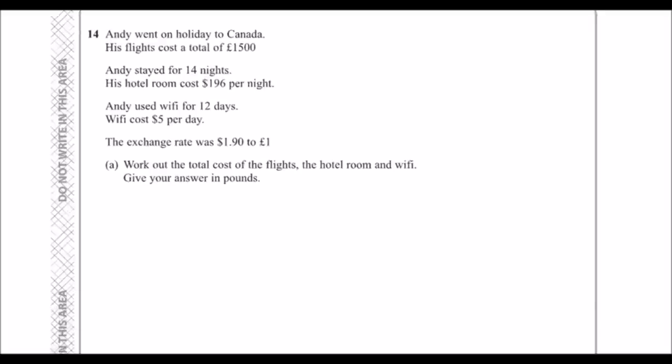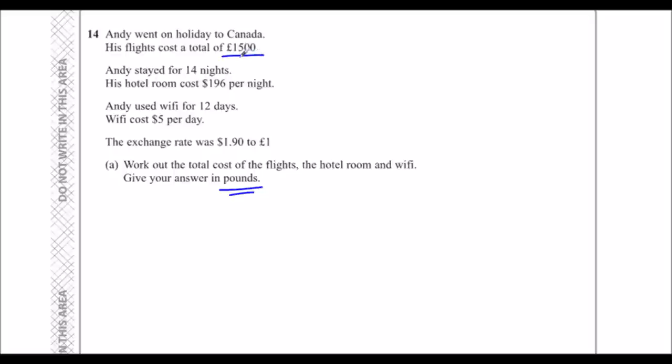Okay, 14. Andy went on holiday to Canada. His flights cost a total of £1,500. He stayed for 14 nights, and his hotel room costs $196 per night. Andy used Wi-Fi for 12 days, and Wi-Fi costs $5 a day. And we've got an exchange rate, $1.90 to a pound. And we want to work out the total cost of everything, flights, hotel, and Wi-Fi. And we want to work that out in pounds.